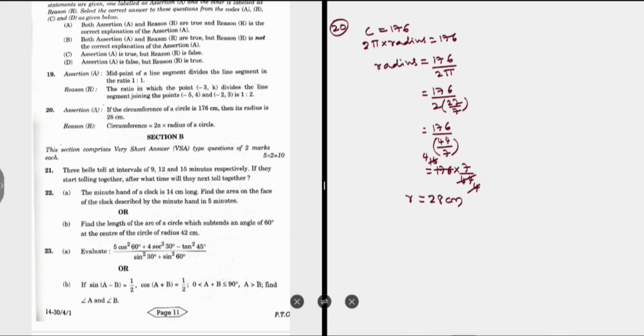So in the question also the radius is given as 28 centimeters only. So assertion is true. And what they mentioned, circumference is 2 pi times the radius of the circle, that is also true. By using that formula only we wrote C is equal to 2 pi into radius. So assertion is true, reason is true, and reason is the correct explanation of assertion. So option A is correct.